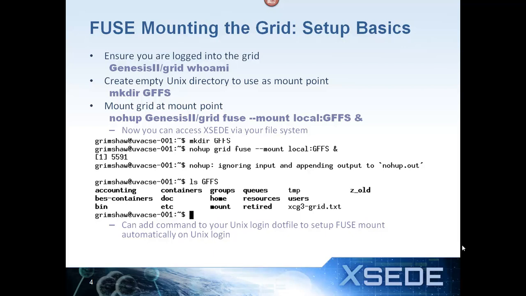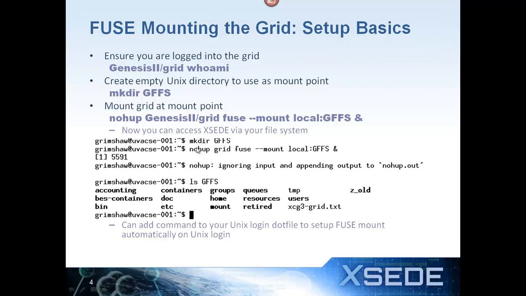And the nohup is a bash or a shell command that says don't terminate this process when you exit the main shell. We're going to run the grid command. We're going to call the FUSE command within that with a parameter to mount the local file directory called GFFS, and the ampersand says put it in the background. So once you do that, you can access the GFFS file system via your file system.